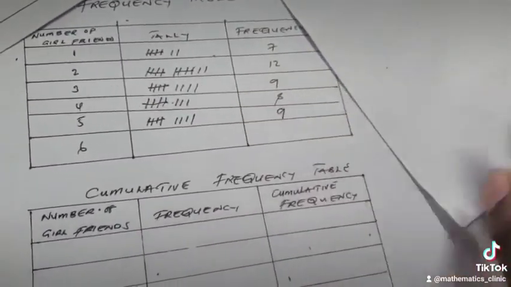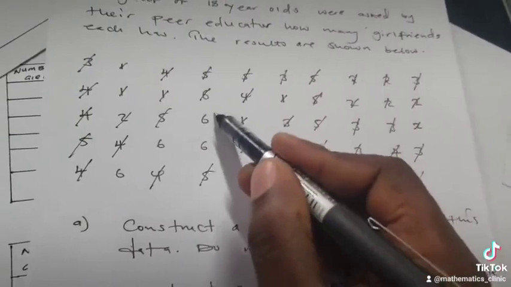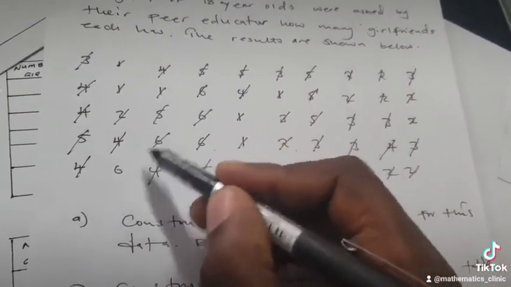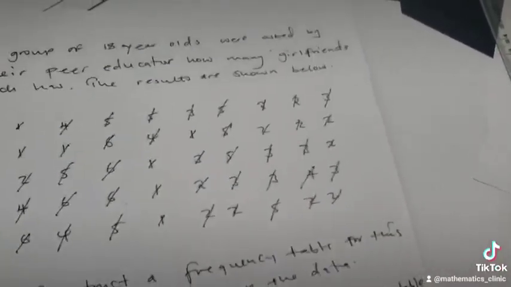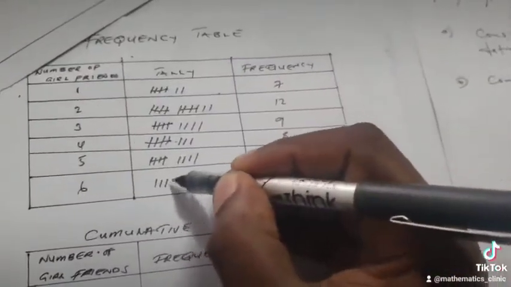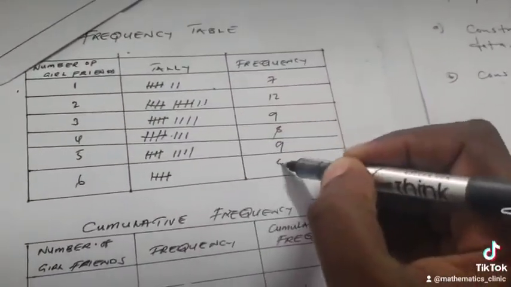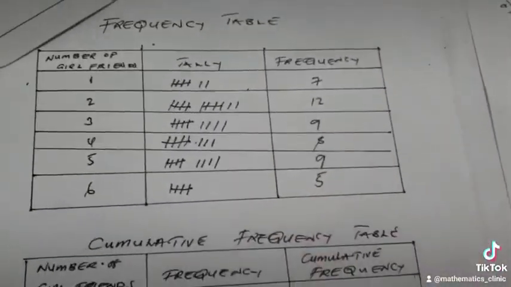Those who have 6 girlfriends: you have 1 right here, 2, 3, 4, 5. There are only 5. That's how we write a frequency table.